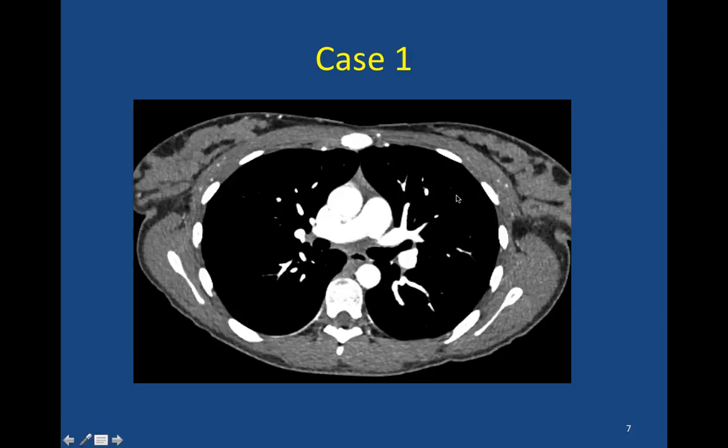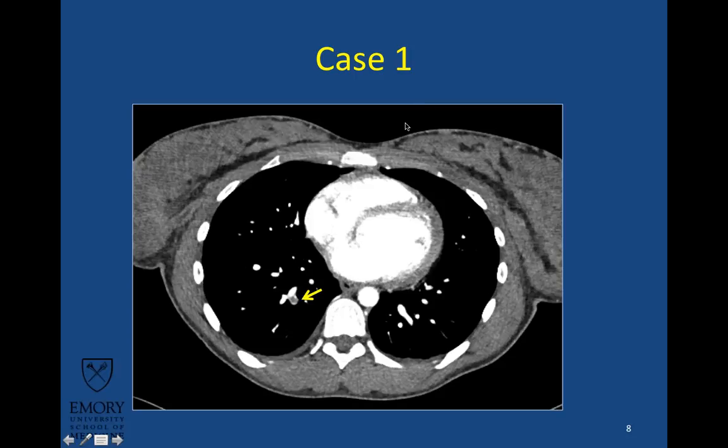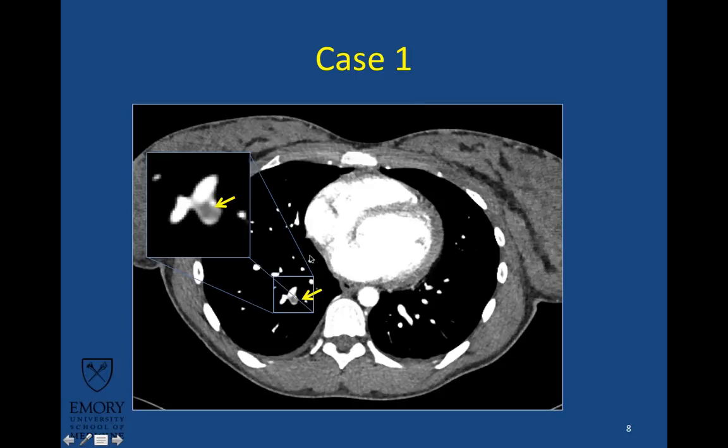If you look at the CT scan of this lady, you see the pulmonary artery here in the middle. This is the right pulmonary artery, the left pulmonary artery. They look clean, but if you scroll down on the screen, you will see a small filling defect. That's her pulmonary embolus. That's a small pulmonary embolus.